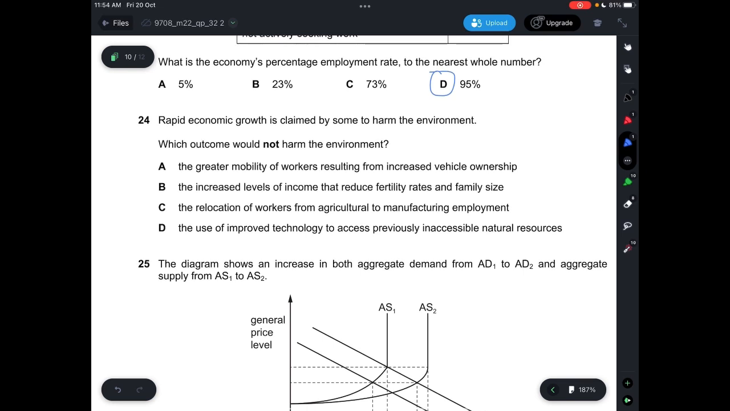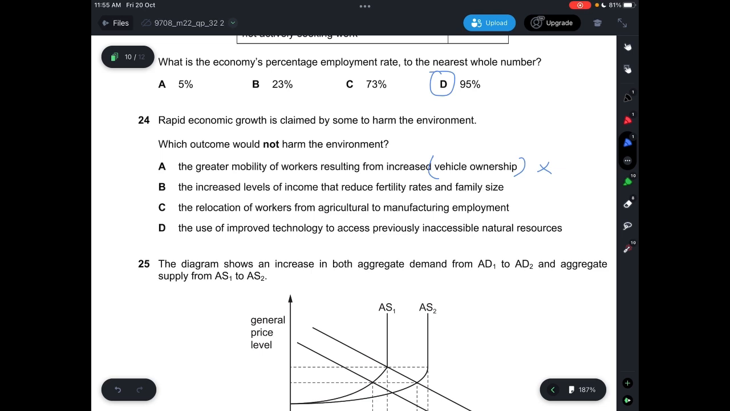Question 24. Rapid economic growth is claimed by some to harm the environment, and which outcome will not harm the environment? So let's look at the 4 options. A, it says the greater mobility of workers resulting from increased vehicle ownership. Normally, when it comes to vehicles, it doesn't mean electric vehicles. And even if it's electric vehicles, you also result in damage to the environment because the initial production process of batteries and all those would already result in pollution. Vehicle ownership of internal combustion engine vehicles that use petrol and diesel will also cause pollution to the environment in the long term. So A is incorrect.